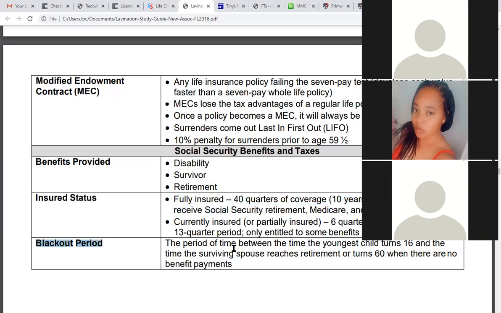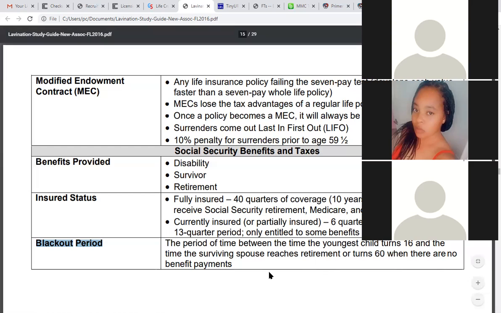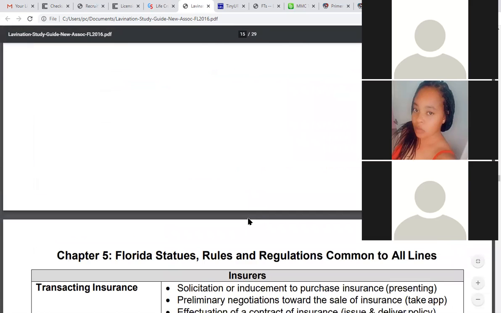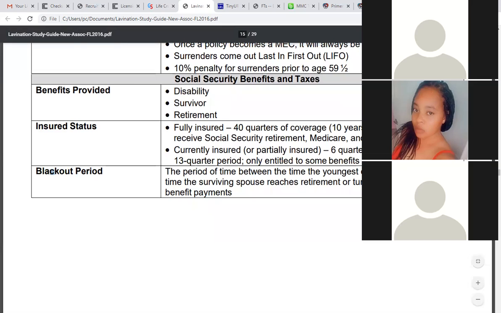Blackout period. This is the period of time after the youngest child turns 16. If you have kids and a parent dies before the children turn 16, the surviving parent can also receive a check to help the child until they reach a little older age. That's why it's there. And it ends when the surviving parent reaches retirement age or turns 60, when there are no benefit payments in between. So there's a blackout period, 16 and also 60. And that's it. Question? If you do have a question, you've got to let me know.